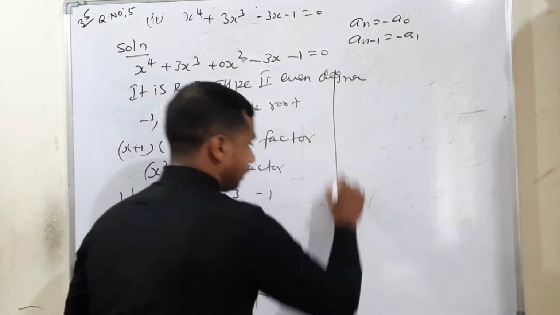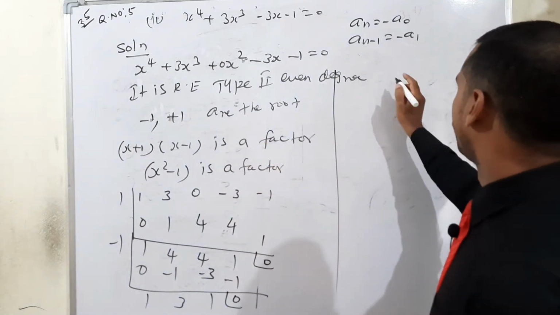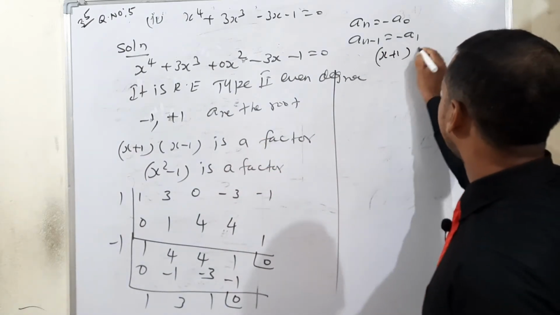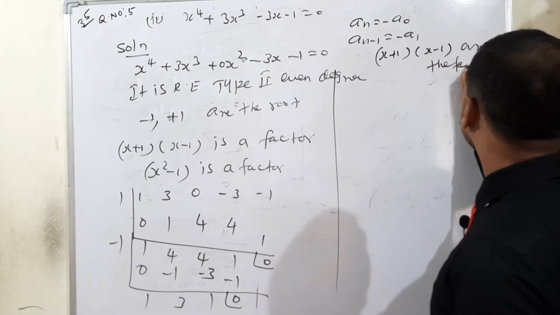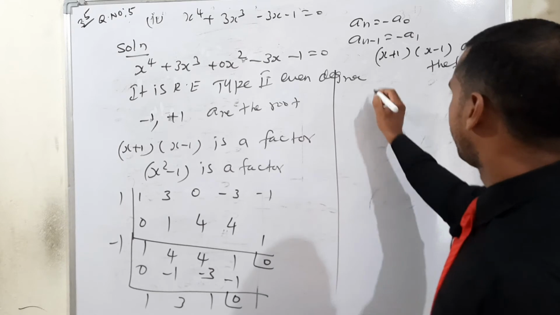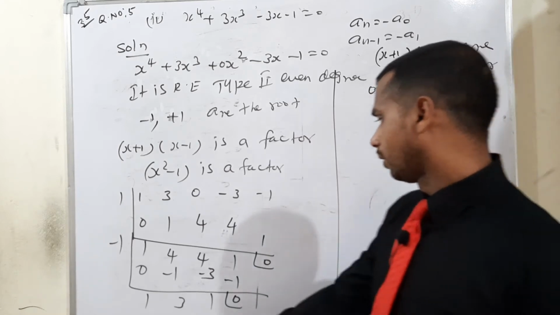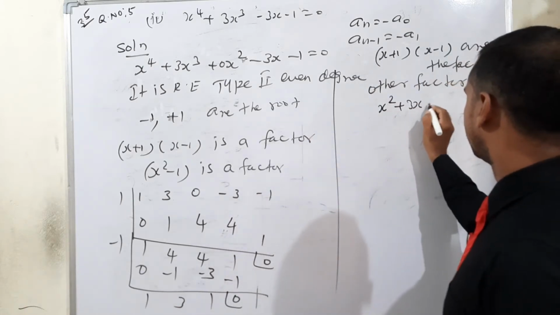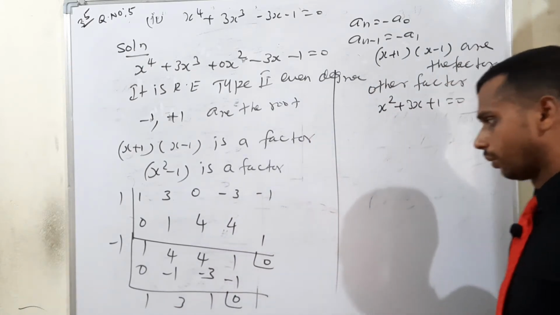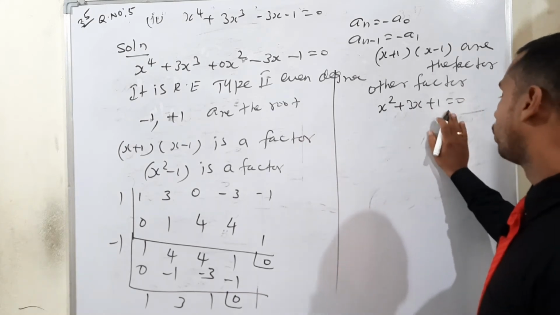Therefore, we can say 1 and minus 1 are the roots, which means x plus 1 and x minus 1 are the factors. So the other factor is the quadratic x square plus 3x plus 1 is equal to 0. Now, the sum product rule is not possible here.